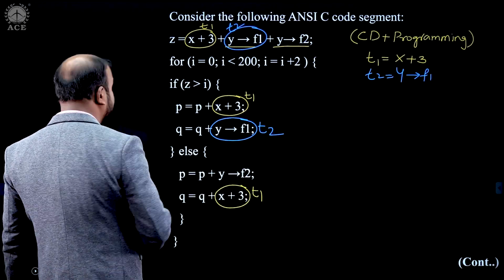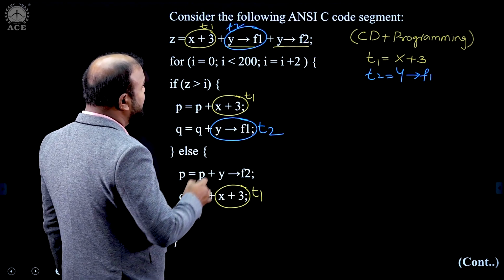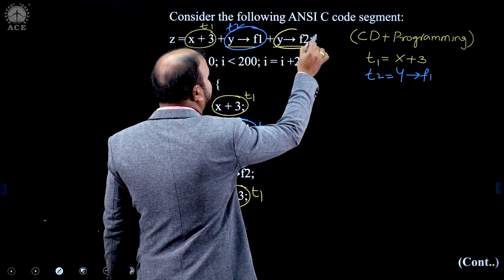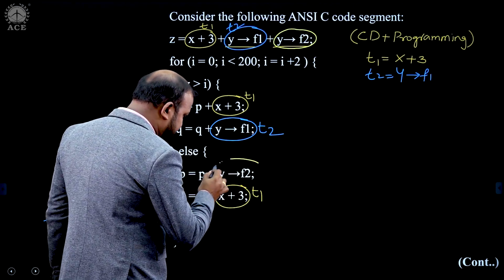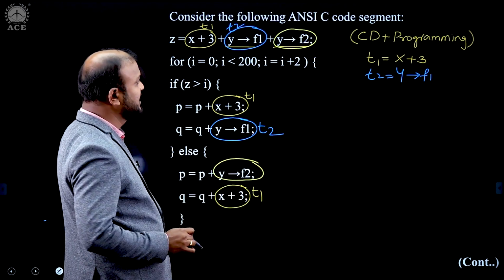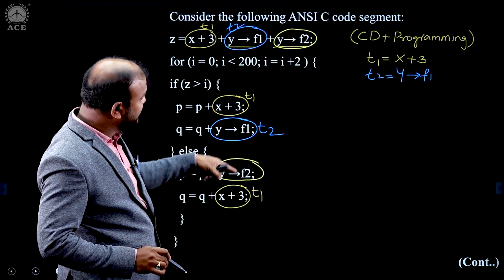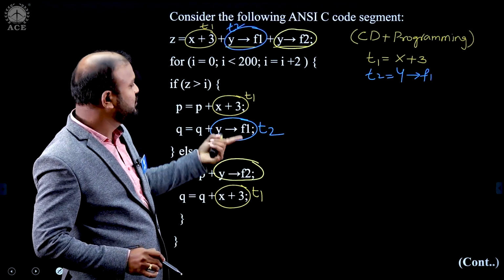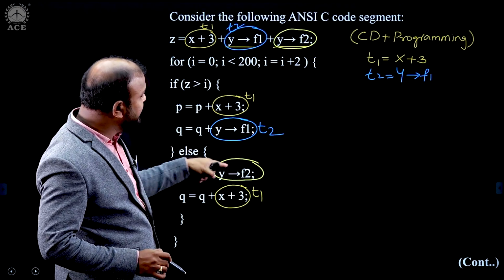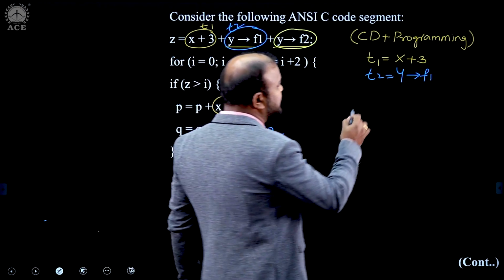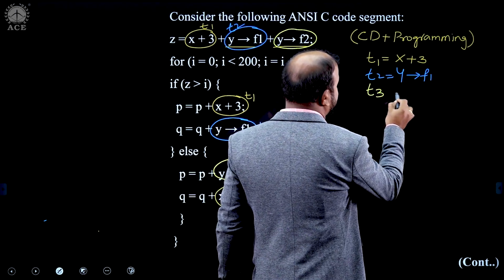And also observe, third time. Here y dereferencing f2. Here also you can see y dereferencing f2. Between these two, is the value of f2 changed? No. Because the value of f2 is not changed, y dereferencing f2 will be considered as a third common sub-expression.